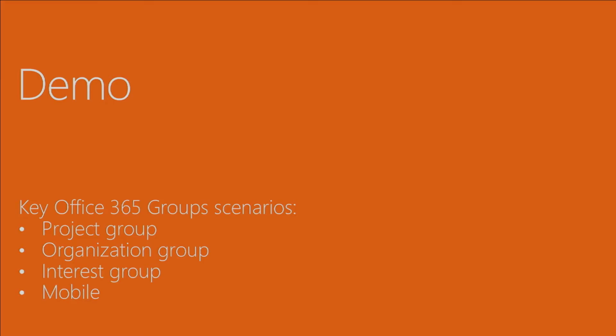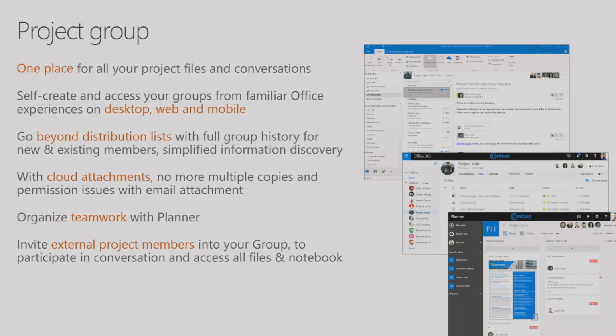Thanks, Amit. So hopefully we got you excited and gave you a color of some of the use cases and some of the scenarios to collaborate thanks to Office 365 Groups. Here are a couple of slides to recap what we showed you. I'm going to go pretty fast. You can use Groups for project work, and we've highlighted how we made conversation modern, how we can really help you with files, and how you can up your game either using Planner to organize work, and more importantly, bring outsiders in your project to get work done.